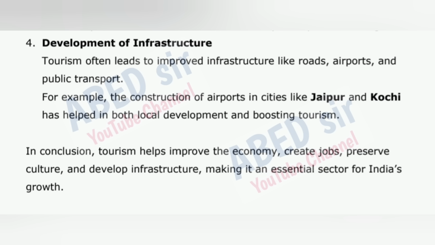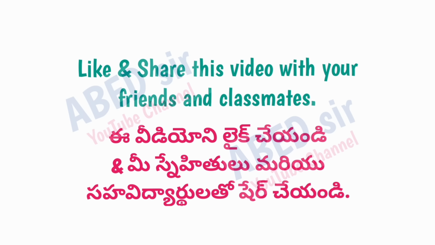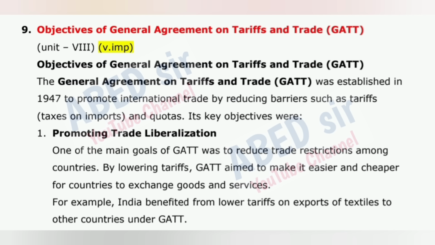For example, the construction of airports in cities like Jaipur and Kochi has helped in both local development and boosting tourism. In conclusion, tourism helps improve the economy, create jobs, preserve culture, and develop infrastructure, making it an essential sector for India's growth. Next important question is 9. Objectives of General Agreement on Tariffs and Trade, GATT.